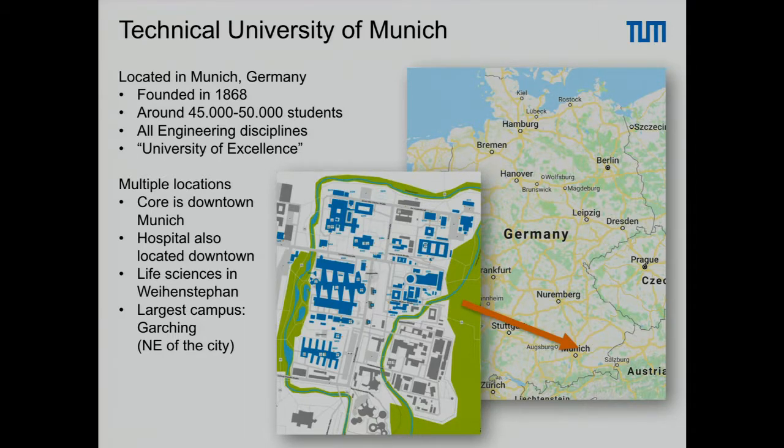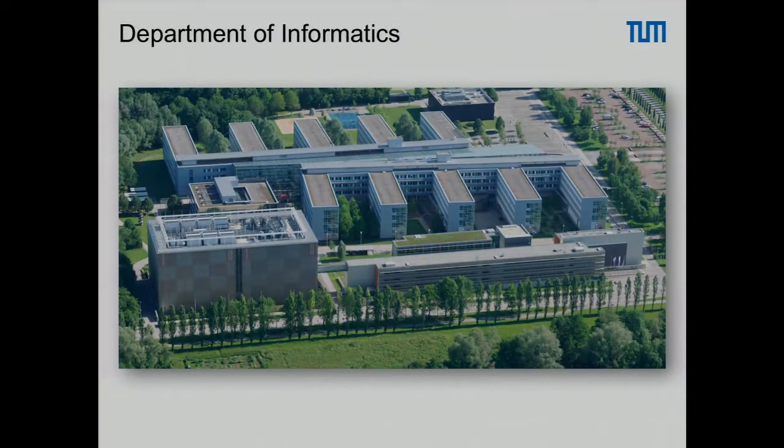This is our largest campus where most of the engineering disciplines are right now. And also we have a lot of other research institutes. Everything in gray is other research institutes as well, and blue is the university. And we're sitting right down here. This is a picture of the department. This is the Department for Math and Computer Science here.